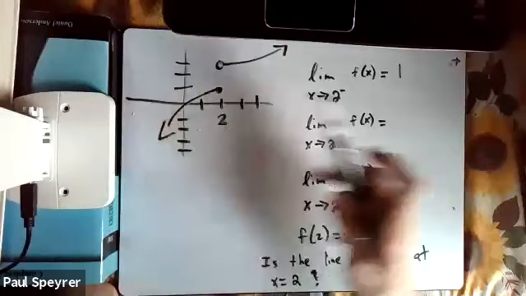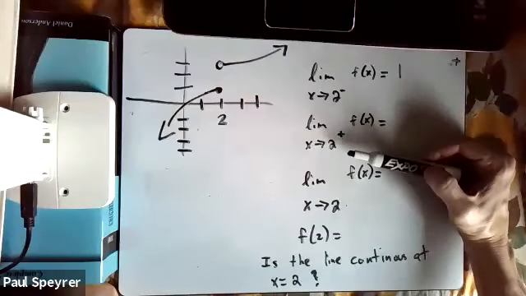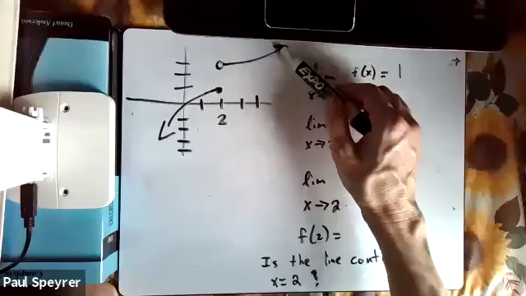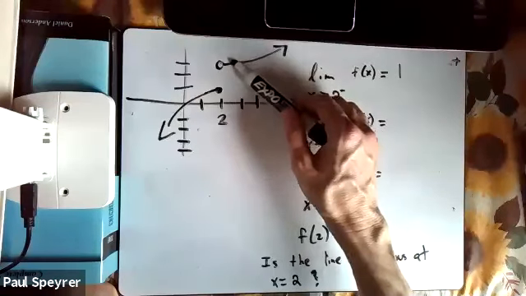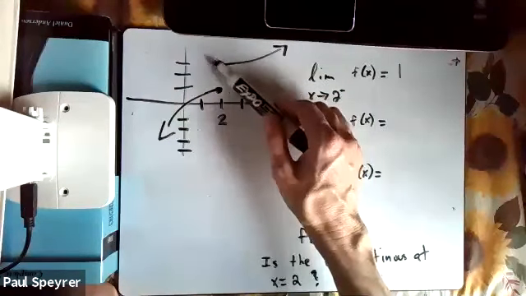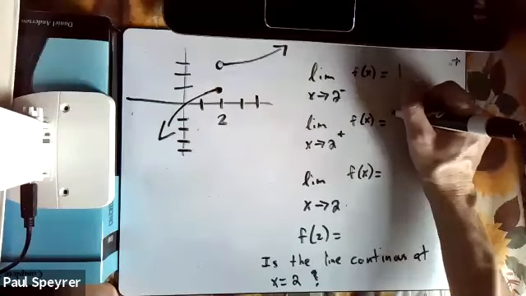Where are you going? Now, as we approach 2 from the right for the second one, that's us walking from this direction, 2 from the right. Where's our y value going? That's positive 3.